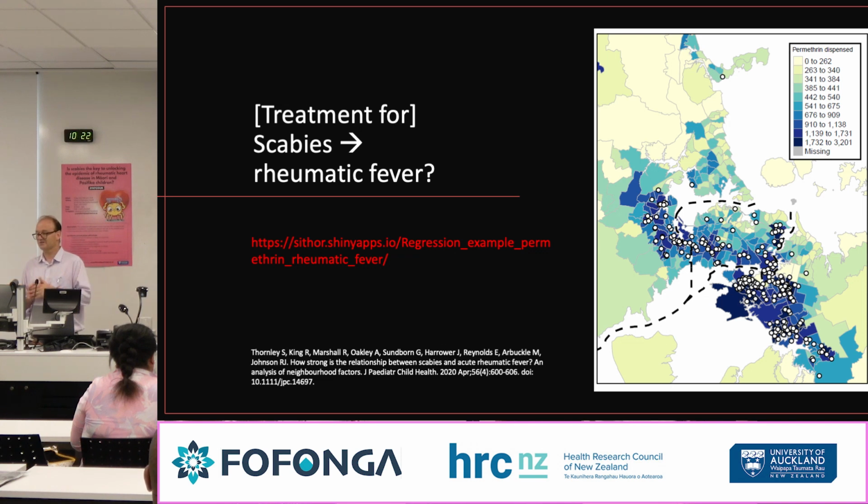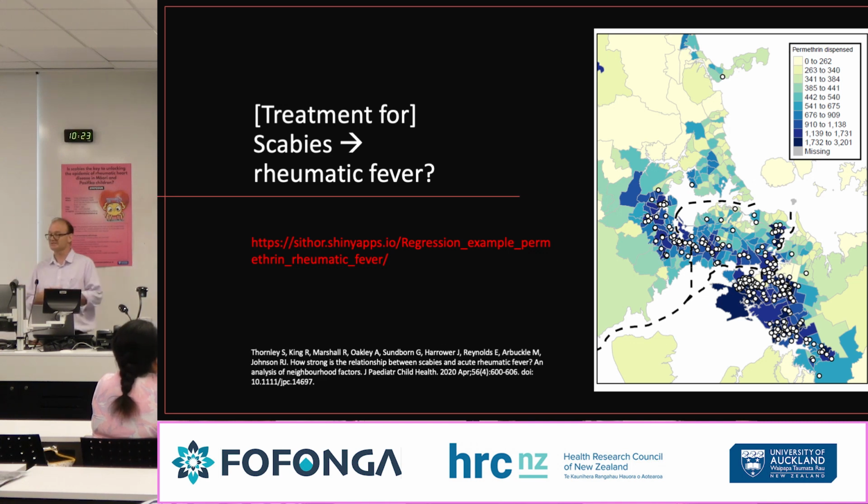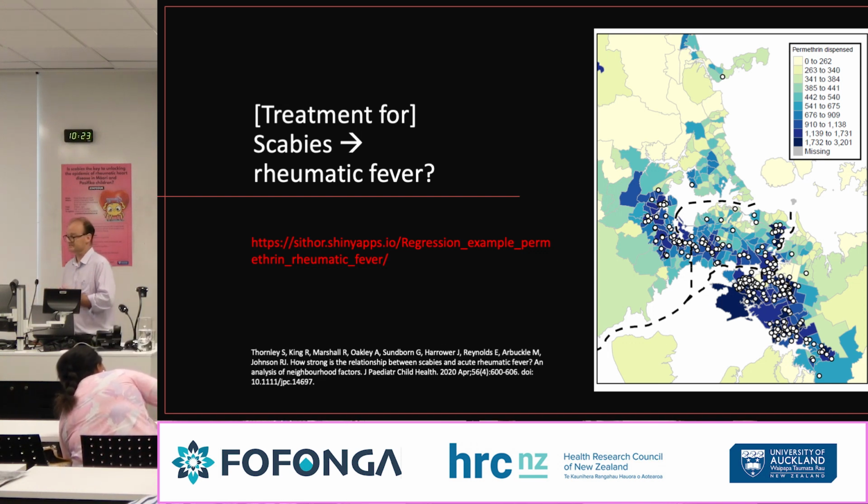So I thought, well, people seem to be convinced by maps these days, let's have a look at maps and the association between where rheumatic fever cases are happening in Auckland and where scabies treatment is happening. And this is, again, once I produced the map, I almost fell off my chair. The geographic association is very strong. The parts of Auckland where permethrin is being prescribed, the dark areas, happen to be South Auckland, West Auckland, also very strongly associated with the addresses of rheumatic fever cases.